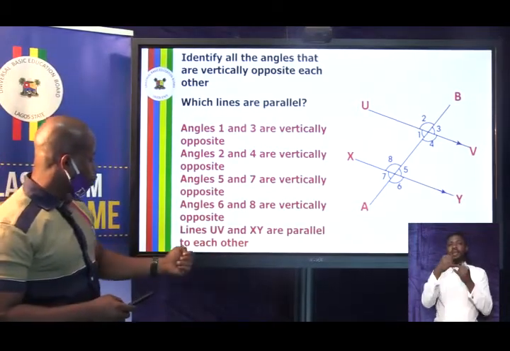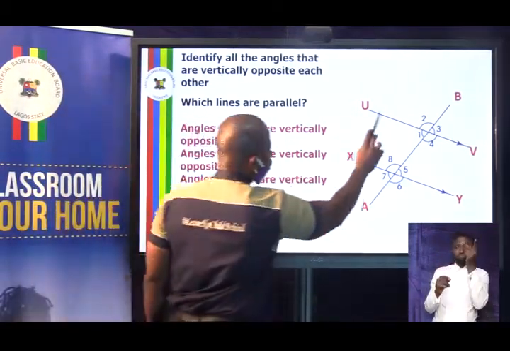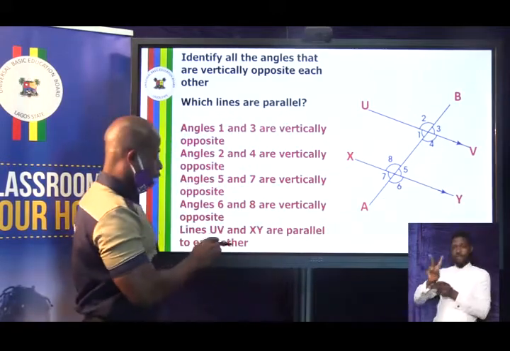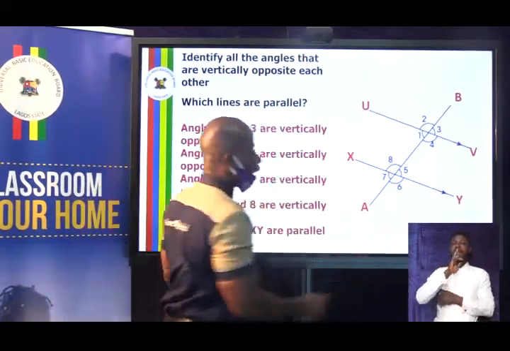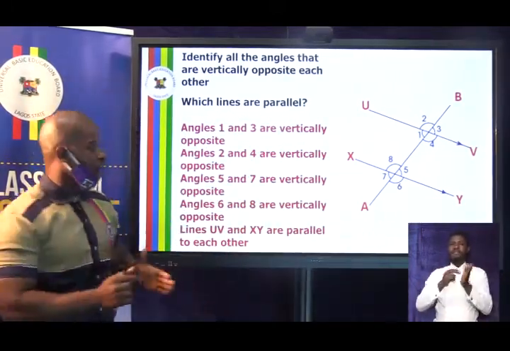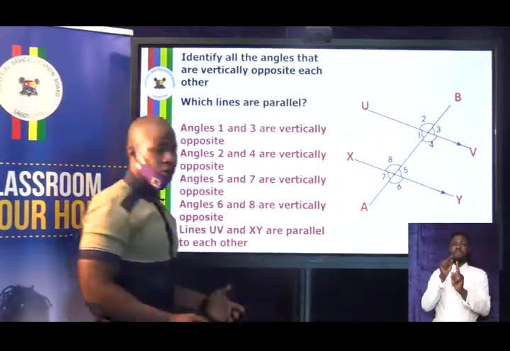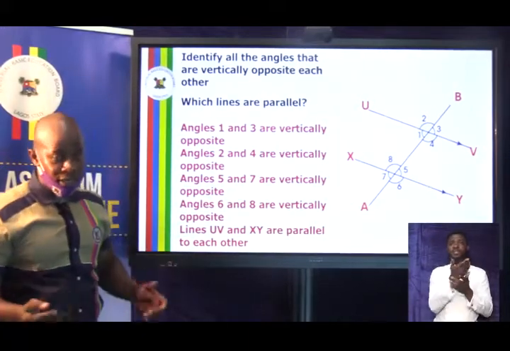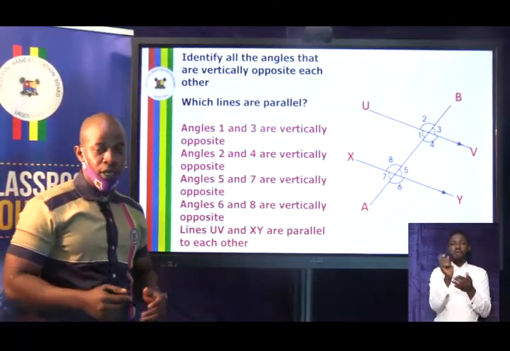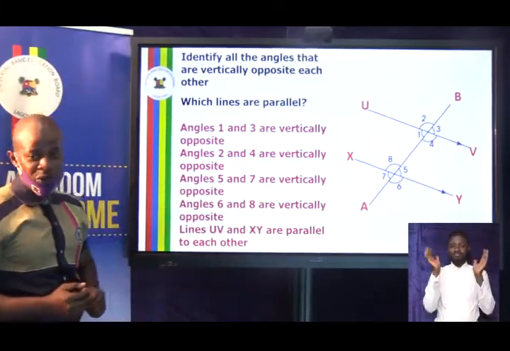Now, lines UV, this line, and line XY, this line, are parallel. That means they are having equal distance between them at every point. I believe that these are the answers that you wrote down, and for that I will give you a cheer.